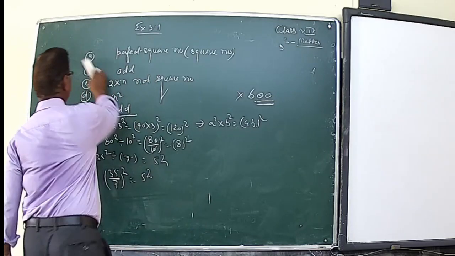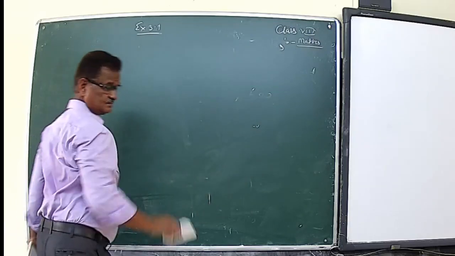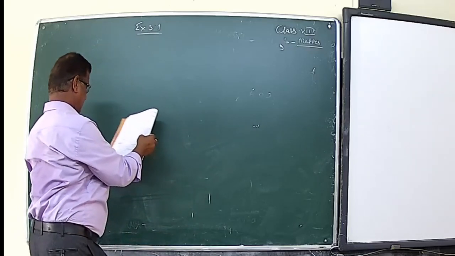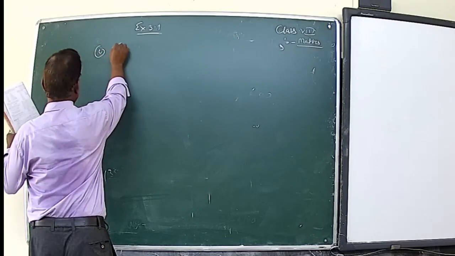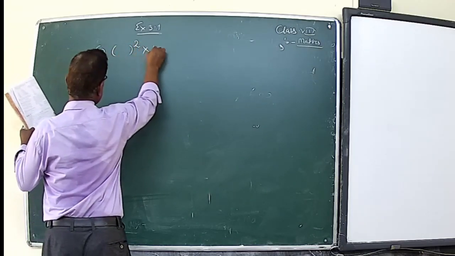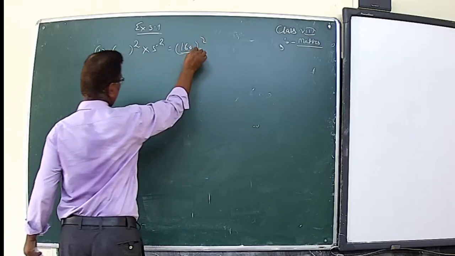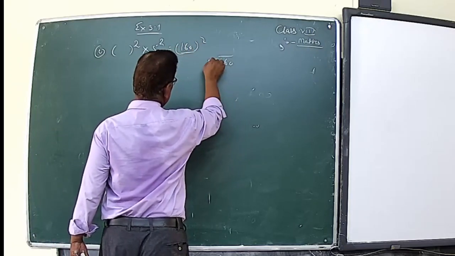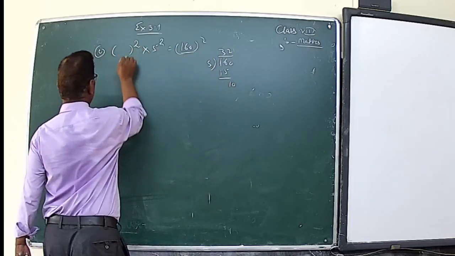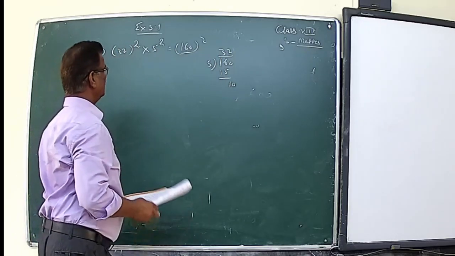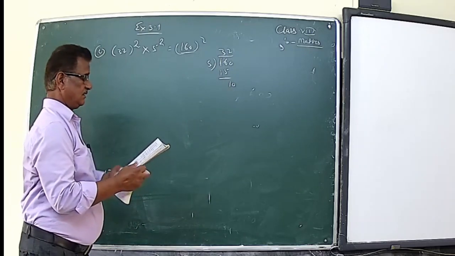Now the next question, see here. Here you have to fill in the blank: blank into 5 whole square is equal to 160 whole square. Divide 160 by 5. What do you get? 32. Then you fill here: 32 whole square into 5 whole square is equal to 160 whole square. Next question.